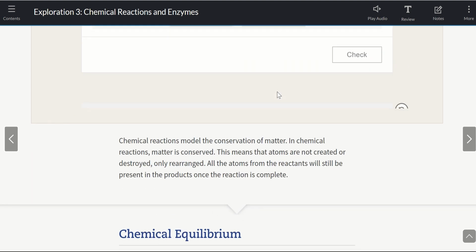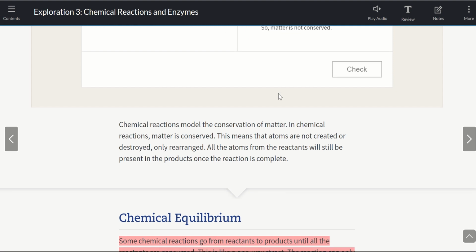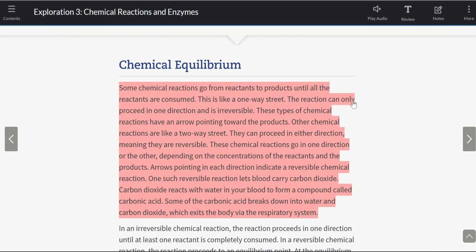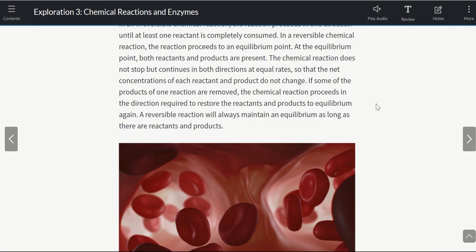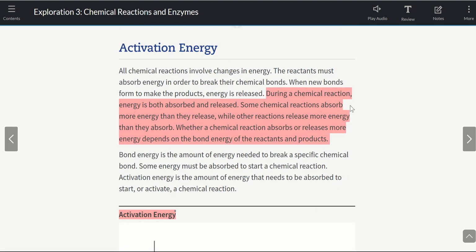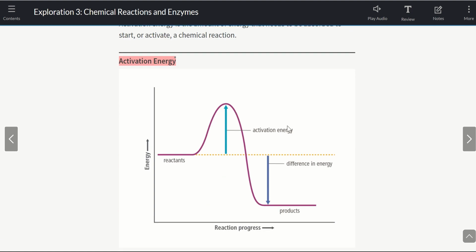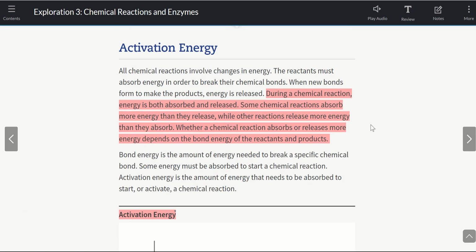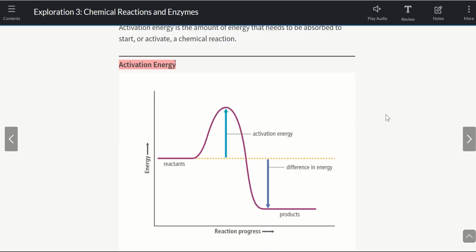Okay, so as we scroll down here, we're going to talk about, let's keep going, chemical equilibrium, right? And we're going to talk about, okay, as we come down here, actually, we're going to move on. We're going to talk about activation energy. So what activation energy is, it's the amount of energy we need to put in to get those molecules to break. Okay, so what we talk about says during the chemical reaction, energy is both absorbed and released. Some chemical reactions absorb more energy than they release, while other reactions release more energy than they absorb. And this is what we're going to talk about with endothermic and exothermic reactions.